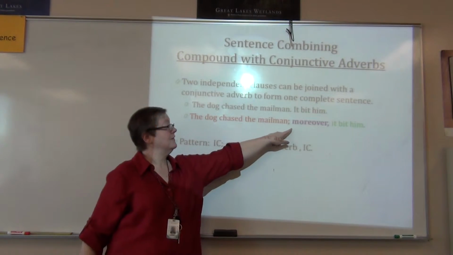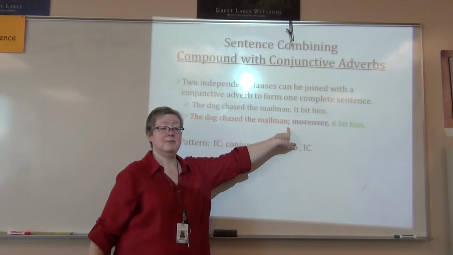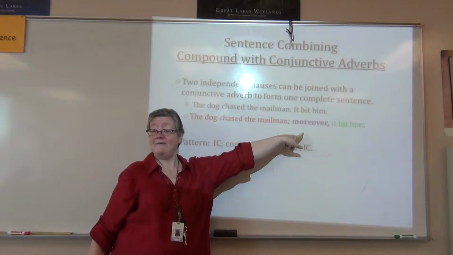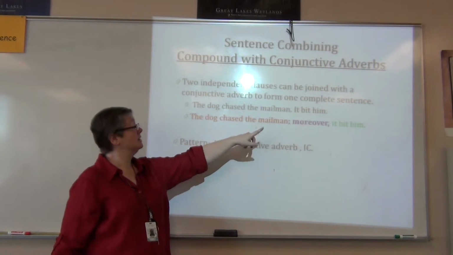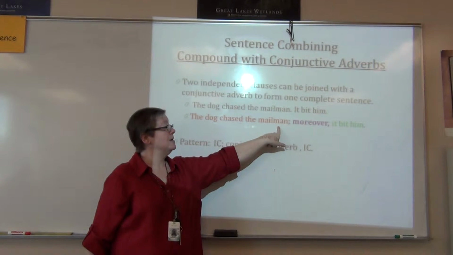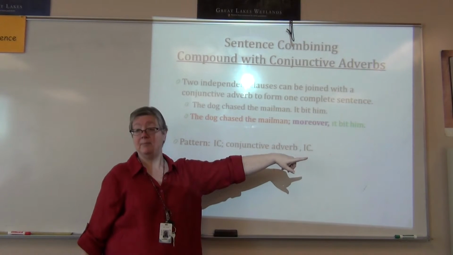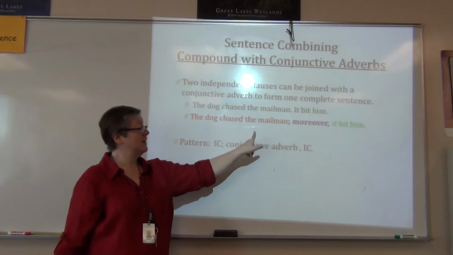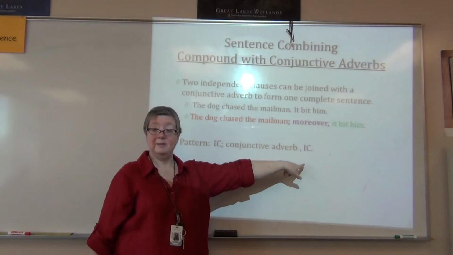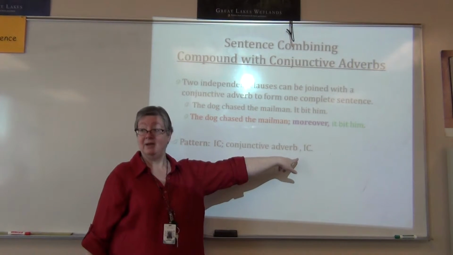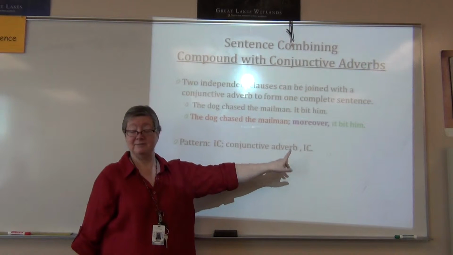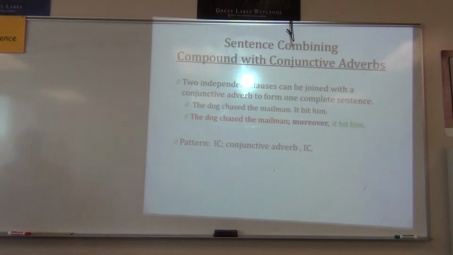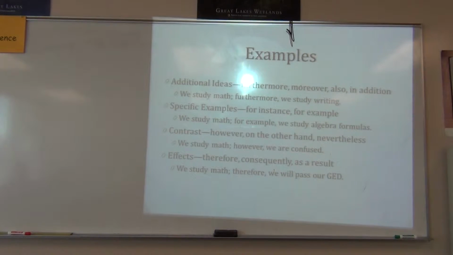When I use a conjunctive adverb, I also have to use a semicolon in front of it and a comma after it when I'm combining 2 independent clauses. The dog chased the mailman. Moreover, it bit him. So I have independent clause, semicolon, conjunctive adverb, comma, independent clause. Okay? Got that pattern?